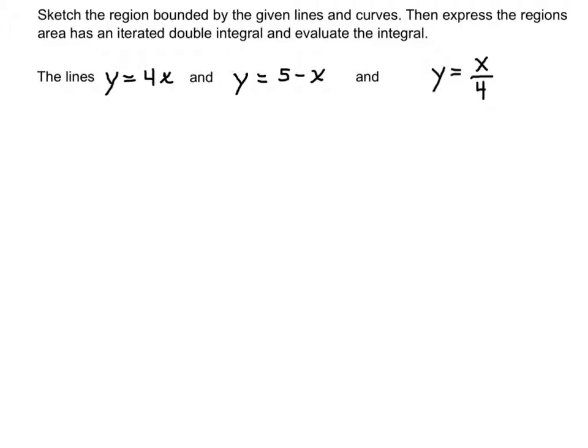In this next example, we're going to sketch the region bounded by the given lines and curve, then express the region's area as an iterated double integral and evaluate the integral. So here are our lines: y equals 4x, y equals 5 minus x, and finally, y equals 1/4 x. So let's start by drawing the graph.